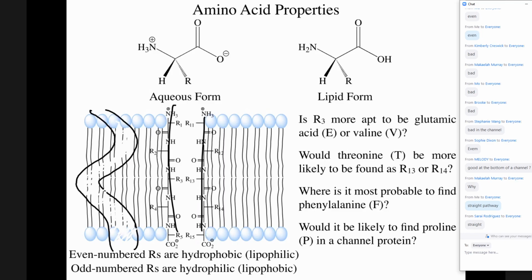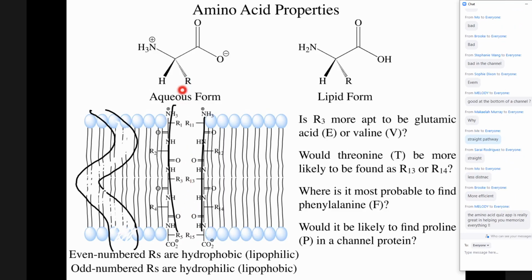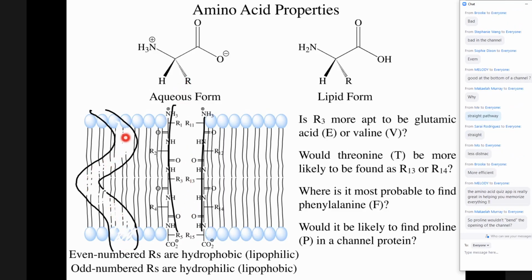Stay on the straight and narrow. It's easier to get through a straight channel. It's already hard enough to go through this environment. So if you make it go around, if you have a proline that causes a bend or a turn like this, you mess it up.